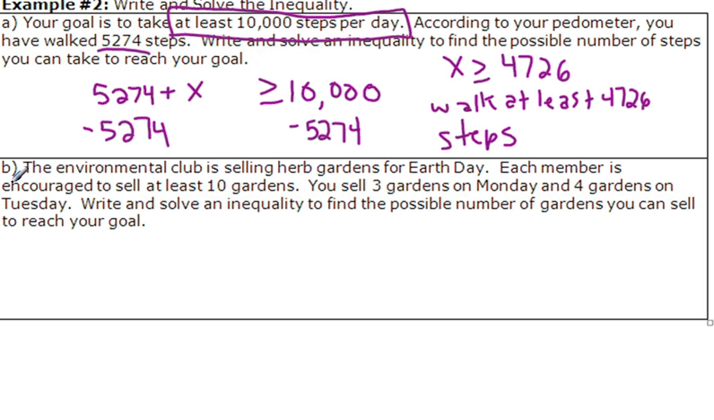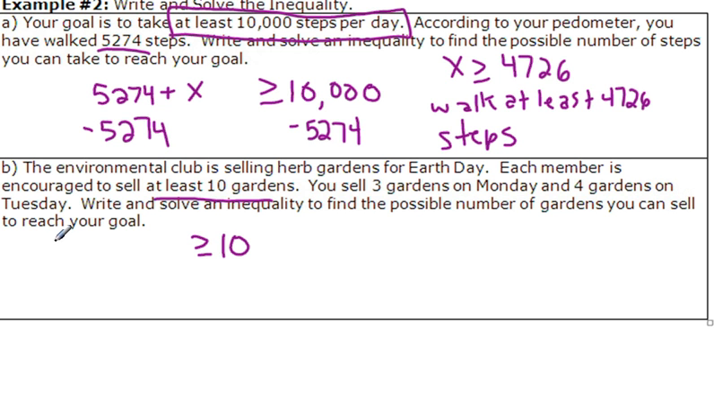So let's look at B. The Environmental Club is selling herb gardens for Earth Day. Each member is encouraged to sell at least 10 gardens. You sell 3 gardens on Monday and 4 gardens on Tuesday. Write and solve an inequality to find the possible number of gardens you can sell to reach your goal. So we are encouraged to sell at least 10 gardens. So I want my total to be greater than or equal to 10.